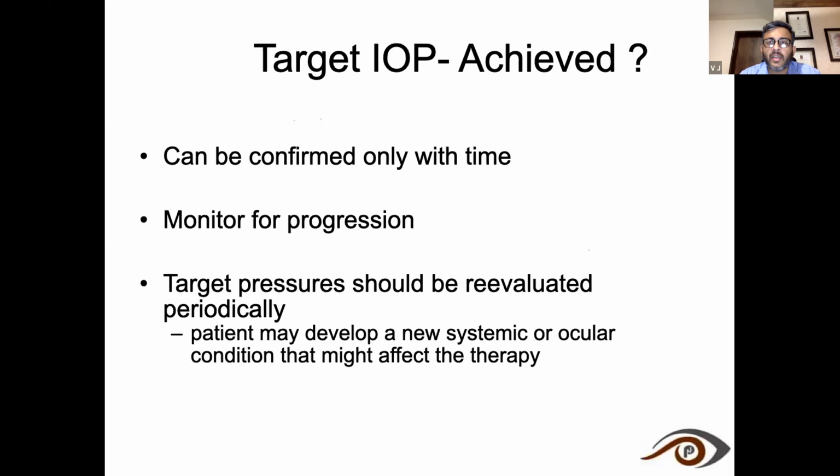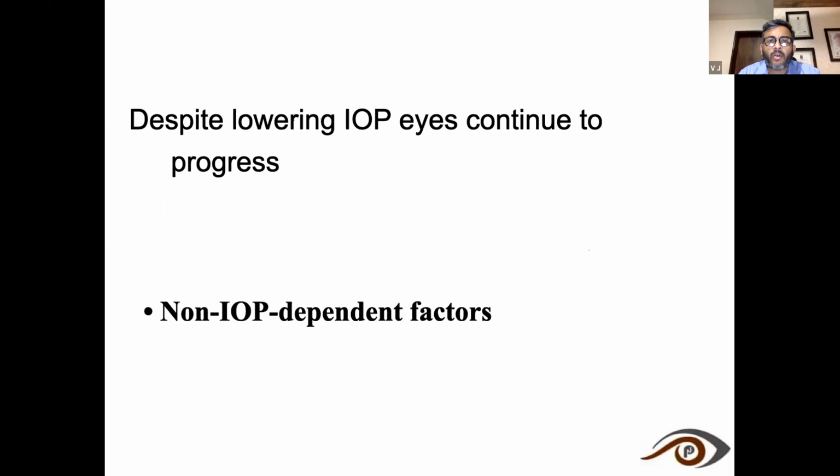Always revise it every 6 months. It can be confirmed only with time. Monitor for progression. Keep looking at the patient every 6 months, both the optic nerve head, either with OCT or with visual fields, and reevaluate periodically because the patient might develop a new systemic or ocular condition that might affect therapy. Despite lowering intraocular pressure, some eyes would continue to progress. These are non-IOP dependent factors which are beyond our control. The only factor that we can control in all our patients is intraocular pressure.